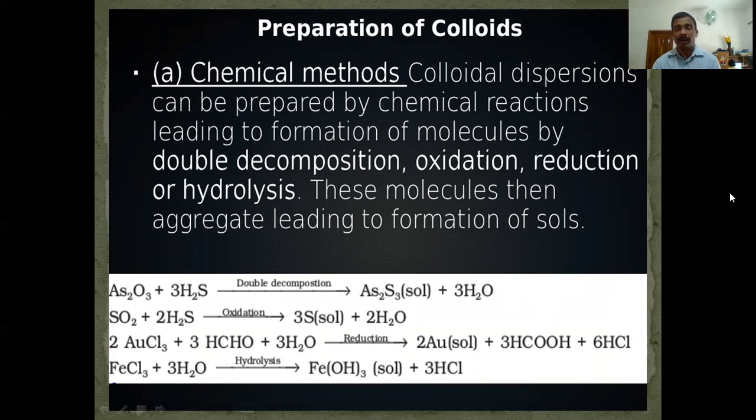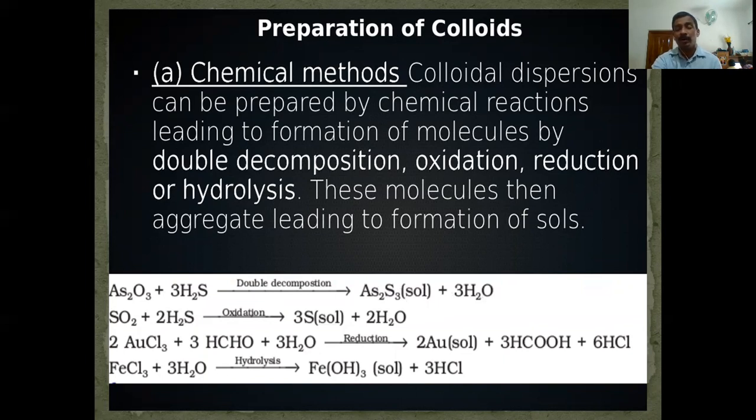Arsenious sulfide sol can be prepared by the double decomposition reaction between arsenic oxide and hydrogen sulfide. That is the first chemical equation: As2O3 plus 3H2S gives As2S3 plus 3H2O. Here As2S3 will aggregate to form particles of colloidal size, and that is dispersed in water, and therefore you will get an arsenious sulfide sol.